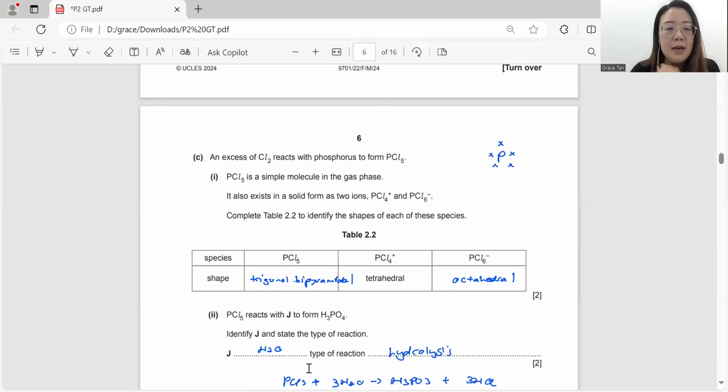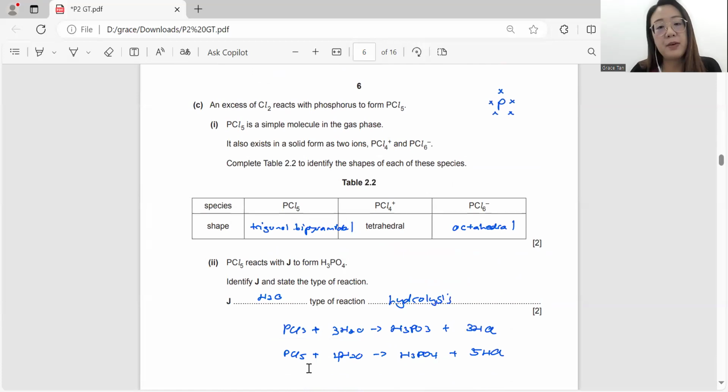Now, C. An excess of chlorine reacts with phosphorus to form PCl5. PCl5 is a simple molecule in gas phase. It also exists in solid in 2 other forms, which are given as 2 formulae here. Complete table 2.2 to identify the shape. Now PCl5, there's 5. If you look at phosphorus, it has 5 valence electrons, so it will form bonds with 5 chlorine. This one is trigonal bipyramidal because it has 5 bond pairs. 5 bond pairs means trigonal bipyramidal.